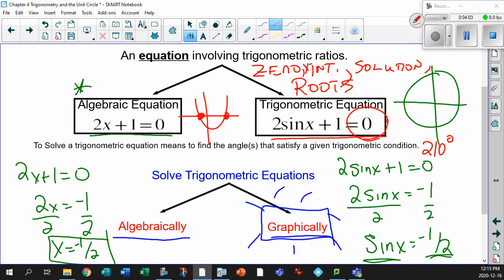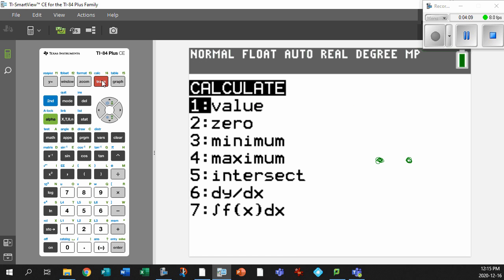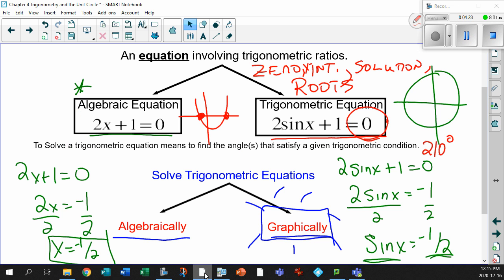Great, but you're missing something. Check this out. There's another one over there. So do exactly the same thing. Second calc, find me that zero, and move over to my left bound, right bound thing all over again. There it is. Enter. Over to the right bound. Enter and enter. And I got 330. So I got 2 possible solutions for this.